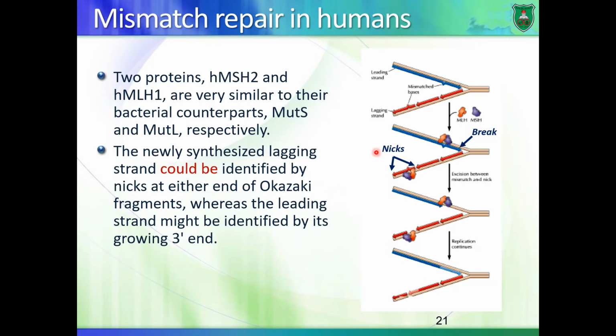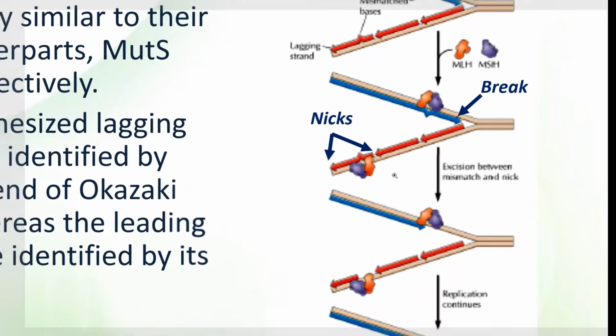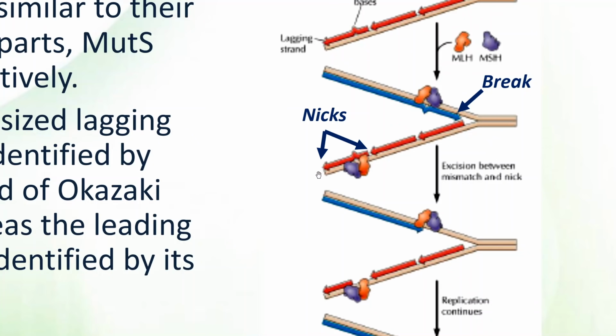Well, this happens during replication actually, and these proteins recognize the newly synthesized strand. They recognize that this is an Okazaki fragment because there are nicks at both ends. Okay, so right here, for example, let's focus here, you have a nick and you have another nick right there. So they know that this is an Okazaki fragment, a strand that is newly synthesized, and this is the one that needs to be repaired, not the opposite one. And the other one is the parental one.